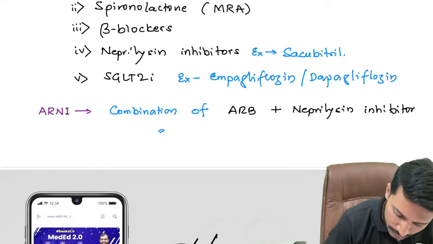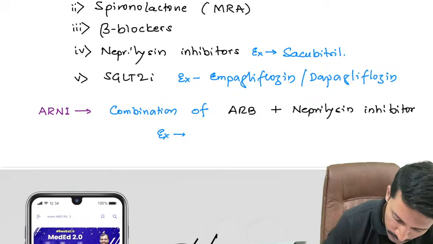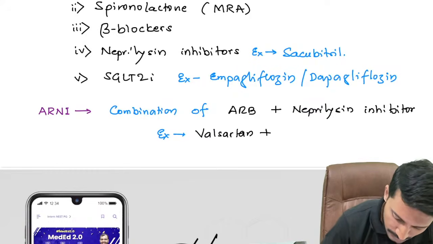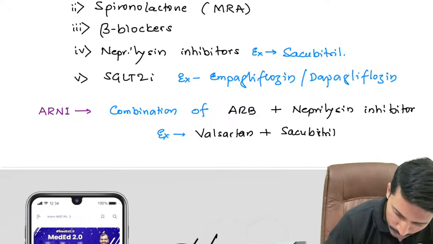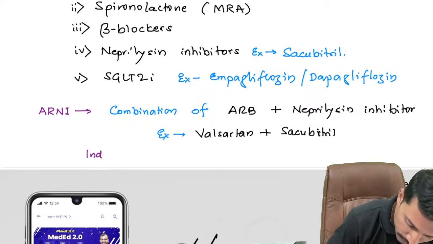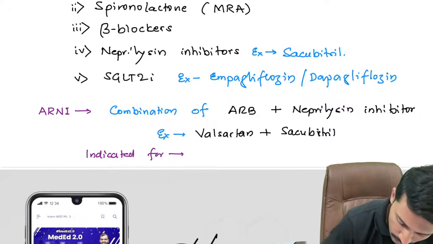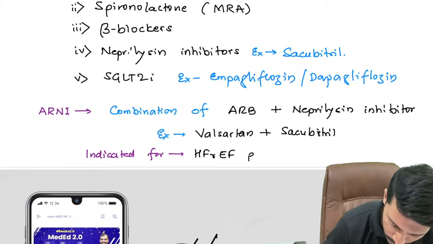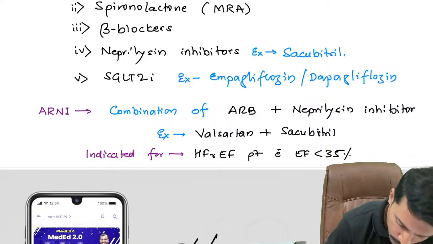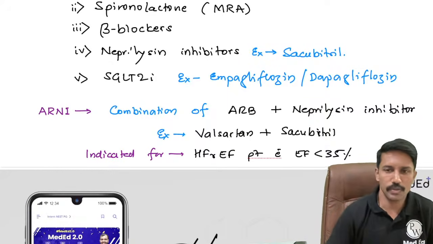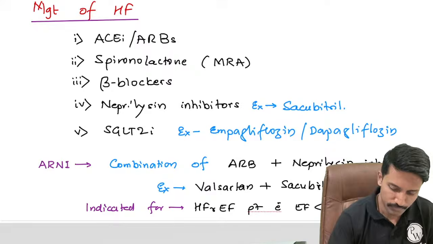So example for that, we have one approved combination, which is valsartan as ARB, valsartan plus sacubitril as the neprilysin inhibitor. Okay. Now, where is it indicated? Do I give it for all patients? No, it is indicated for heart failure with reduced ejection fraction patients with EF less than 35%, right? This is about our management of heart failure.